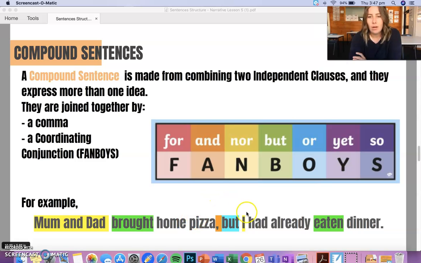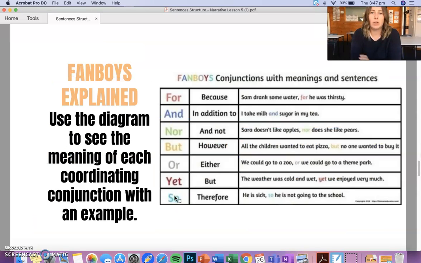I had already eaten dinner. I've got a subject and a verb, and that is also an independent clause because that makes sense on its own. Now, to make it a compound sentence, I've put in a comma and added this coordinating conjunction right here. So I've combined them together, which is what actually makes it a compound sentence, and it's far more creative than just simple sentences alone.